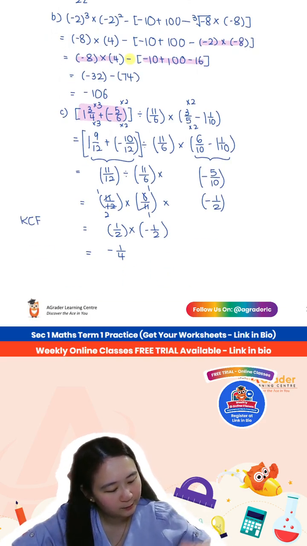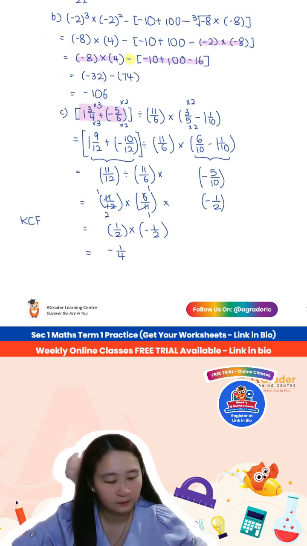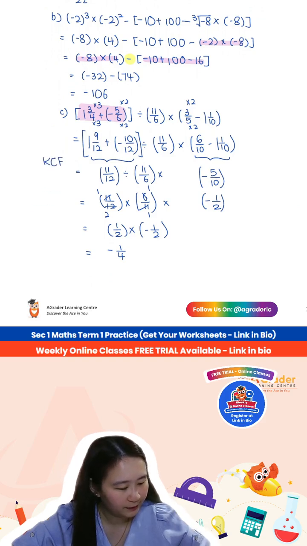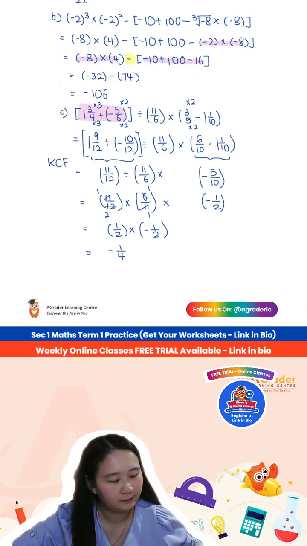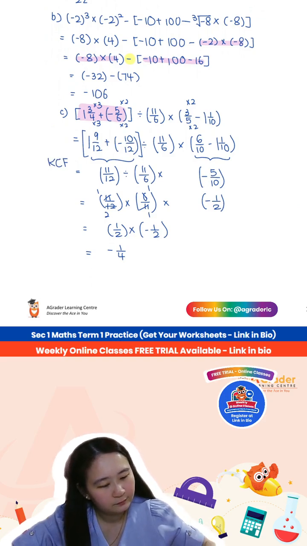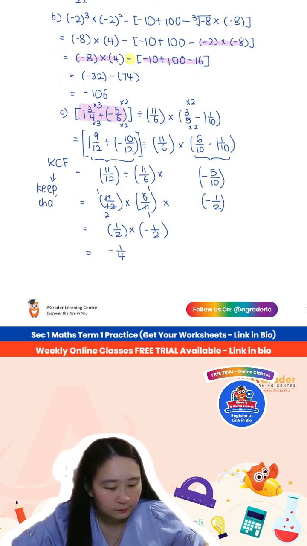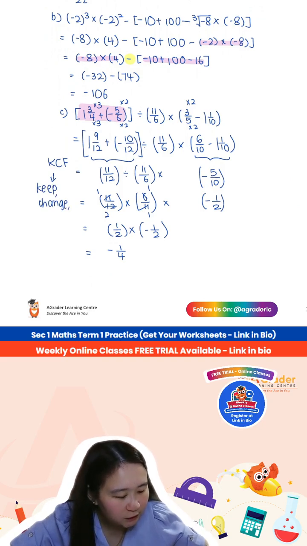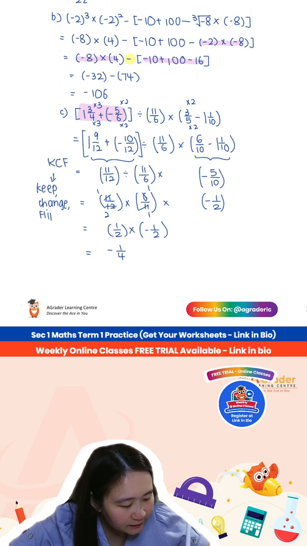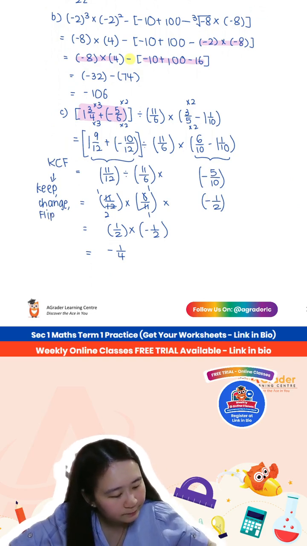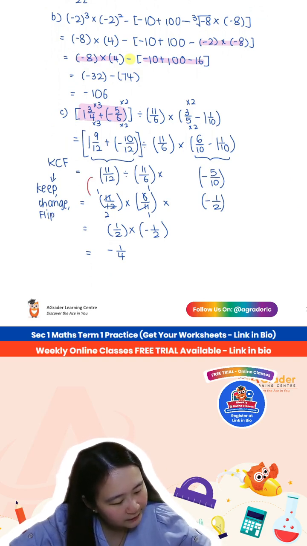Okay, so for this part here, we are applying the KCF. Keep the first fraction, change the sign, and then flip the second fraction. From this step to this step.